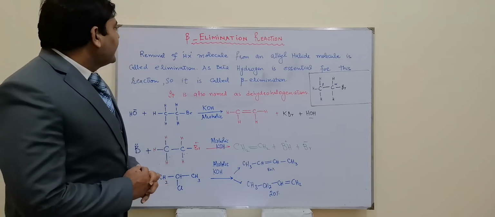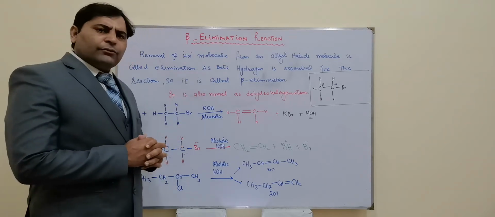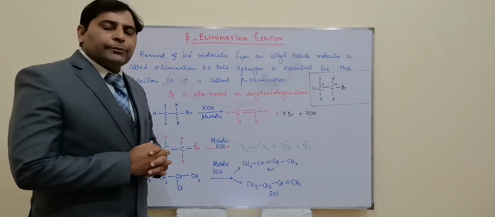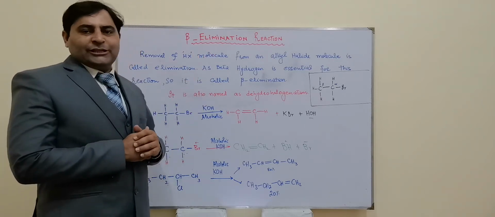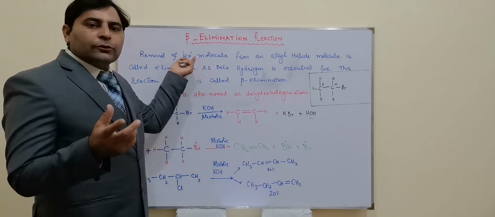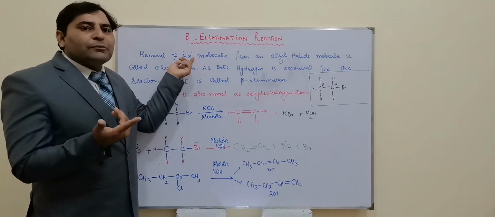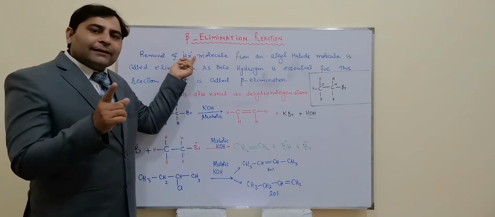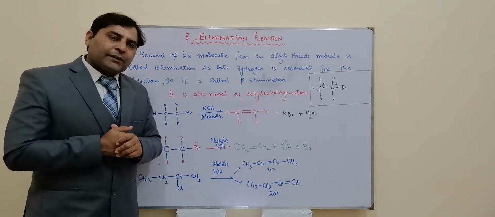Thank you for joining. Our today's topic is beta-elimination reaction. As we have already taught this lesson about beta-elimination when we prepared alkenes, this is also named as dehydrohalogenation reaction. Basically, in this reaction we remove HX molecule from an alkyl halide, H from beta carbon, so it's named as beta elimination because beta hydrogen is essential for this reaction.